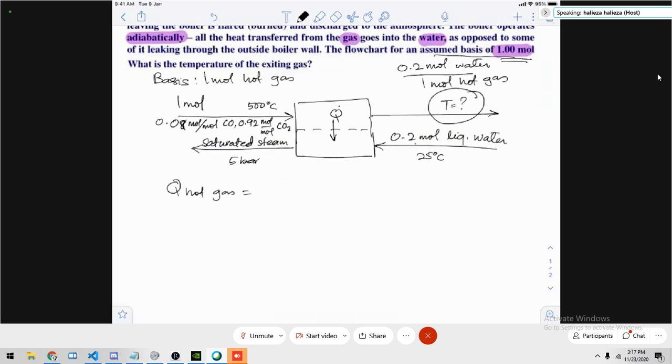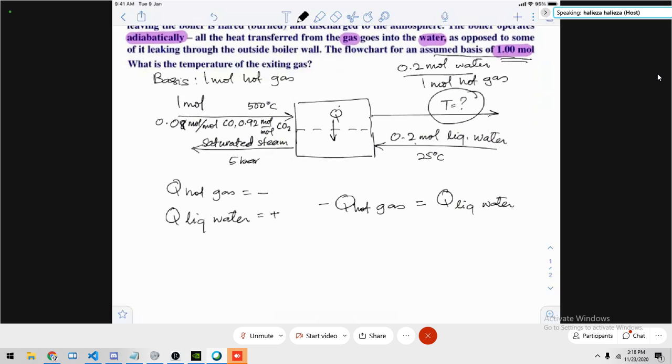The hot gas is giving off its heat, so it's going to be negative. The liquid water is getting that heat from the hot gas, so it's going to be positive. But the value that you're going to calculate is going to be the same. So I'm going to write it as: negative Q hot gas is equal to positive Q liquid water.